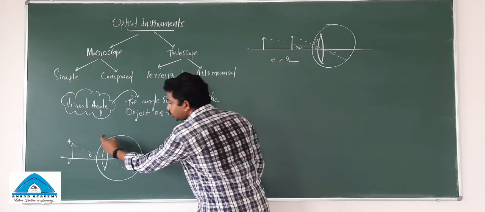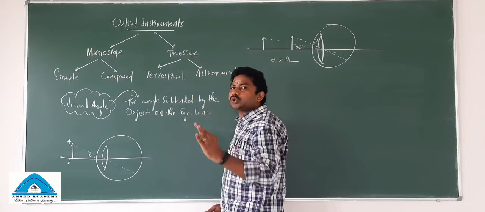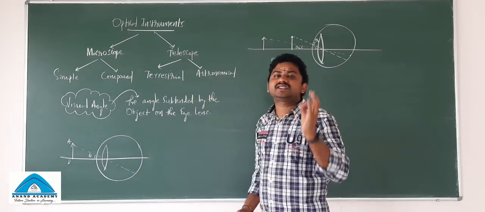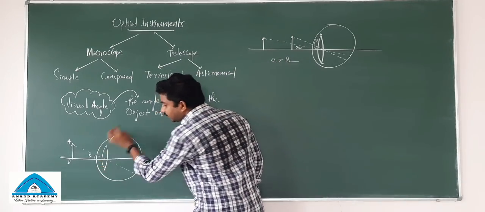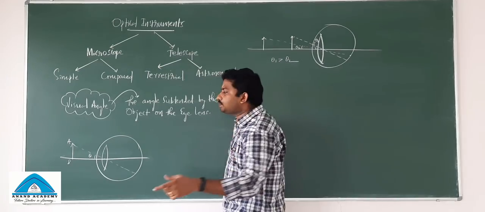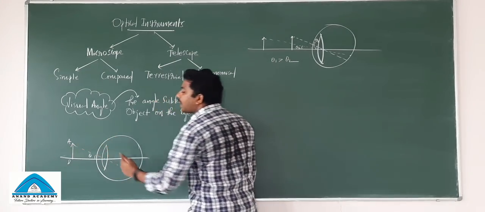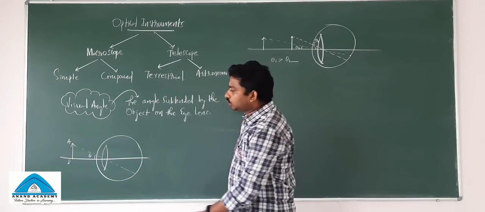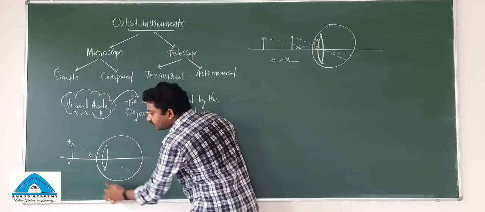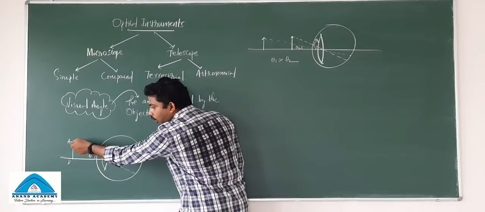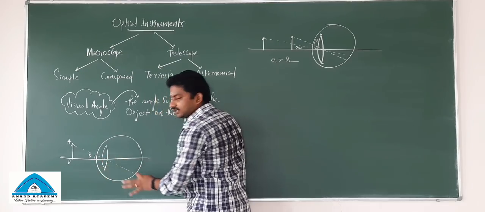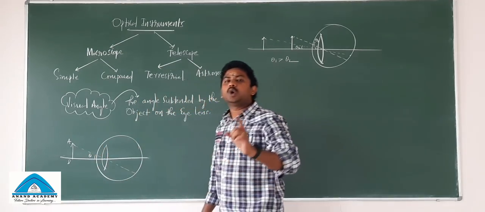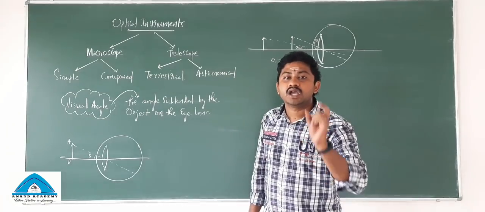So there is a human eye. We all know that the human eye consists of a convex lens. So this is the convex lens here. And there is an object kept close by the eye. So this is the object and you can see here, the object is making an angle theta with the eye lens. So that theta is called visual angle here.